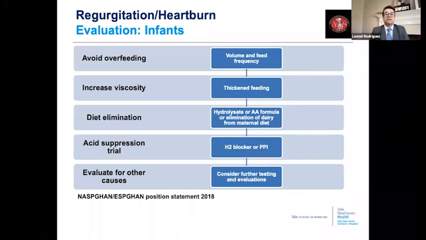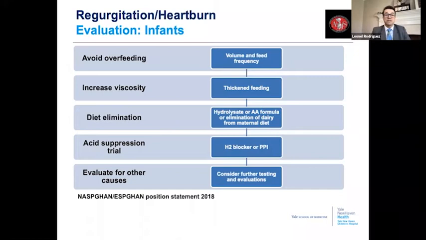The next step is diet elimination. We accomplish that by using hydrolyzed formulas or amino acid formulas in those that are formula fed, or elimination of dairy from the maternal diet. There is also no good evidence for this, but it is very difficult to differentiate between these conditions because the symptoms are very similar.